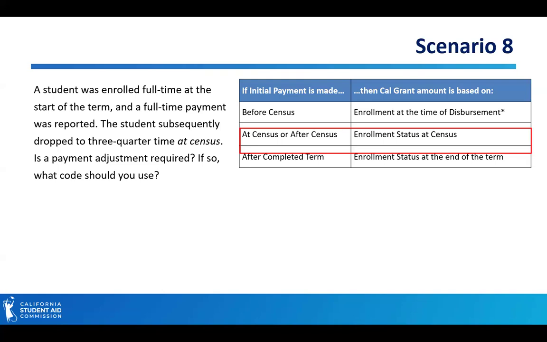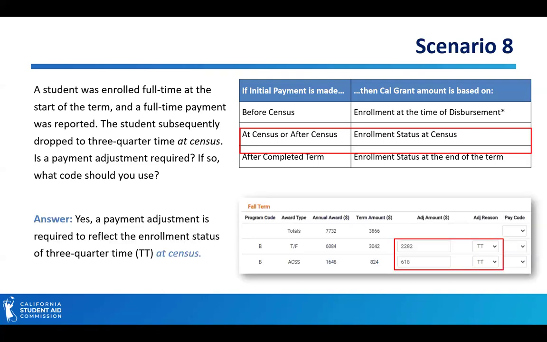And Anna, you are correct. Again, yes, we will need to make an adjustment because there was a change in the unit load to 3/4 time, but we paid full time. So again, we go in, we use our 3/4 time adjustment code and pay them the correct amount for 3/4 time.